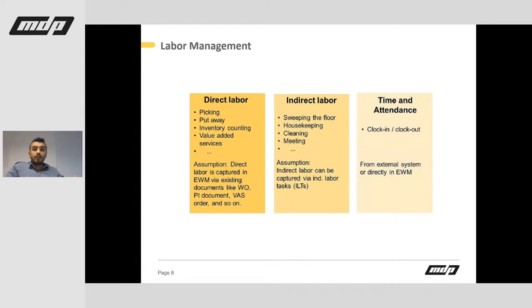On the other hand, we have indirect labor, which can be captured for activities that are not connected to a standard warehouse activity. This can be anything like cleaning, ad hoc meetings, or sweeping the floor, anything that the warehouse supervisor or responsible person can define in the system as an external step can also be tracked using labor management functionality. And for time and attendance, like clock in, clock out, if you are using an external system for entering and leaving the office, you can also connect it to the EWM labor management, and you can have data flow from the external system or directly in the EWM itself.